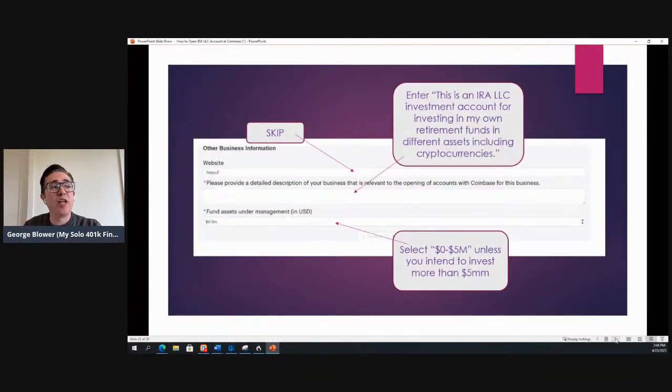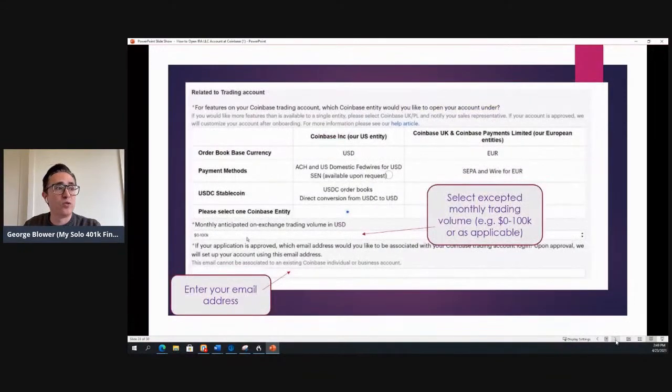Continuing down through the application, it asks again about a website, which you'll again just skip. Now it's again asking for a detailed description of your business. So here, a good answer would be, this is an IRA LLC investment account for investing my own retirement funds in different assets, including cryptocurrencies. And for the amount of fund assets under management, again, a good answer would be $0 to $5 million unless you intend to invest more than $5 million.